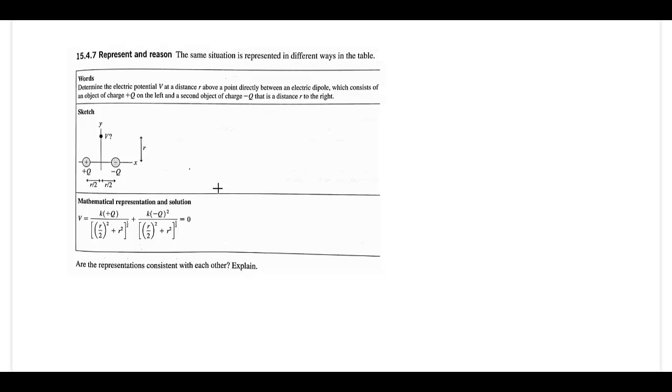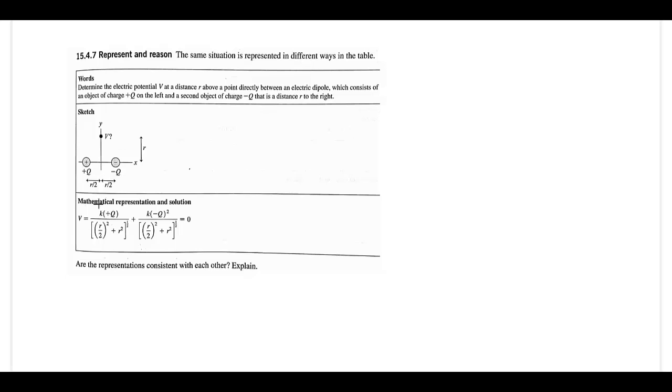This problem is actually very short and simple. There's only one mistake. Determine the E field, or the electric potential, at a distance r above a point directly between an electric dipole. An electric dipole is just two charges. That's called a dipole, which consists of an object of charge plus q on the left and a second object of charge minus q that is a distance r to the right of plus q.